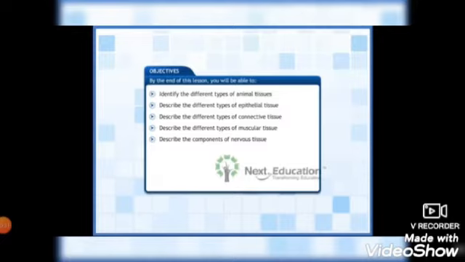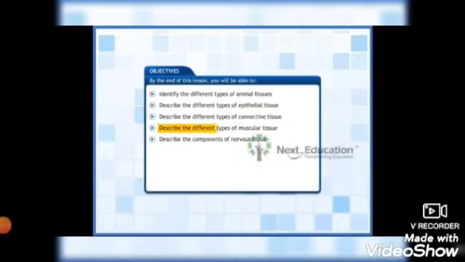By the end of this lesson, you will be able to identify the different types of animal tissues, describe the different types of epithelial tissues, describe the different types of connective tissues, describe the different types of muscular tissues, and describe the components of the nervous tissues.